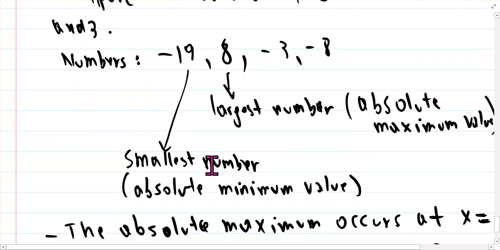So that number, negative 19, is the absolute minimum value of the function. And the largest number, the biggest number, is 8. So we say 8 is the absolute maximum value of the function.